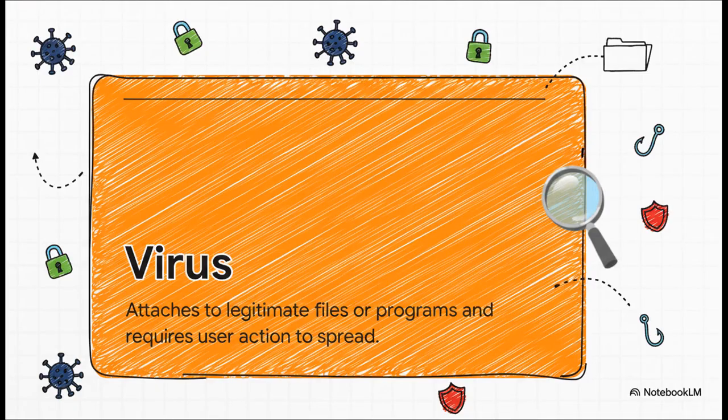First up, the classic culprit you've definitely heard of, the virus. Now, just like a real-world virus, it can't really do anything on its own. It needs a host. So it latches onto a clean file, like a Word doc or some program you downloaded. And the moment you open that file, bam, you've just activated it. The key thing here is it needs you, a person, to do something, to click something, to help it spread.